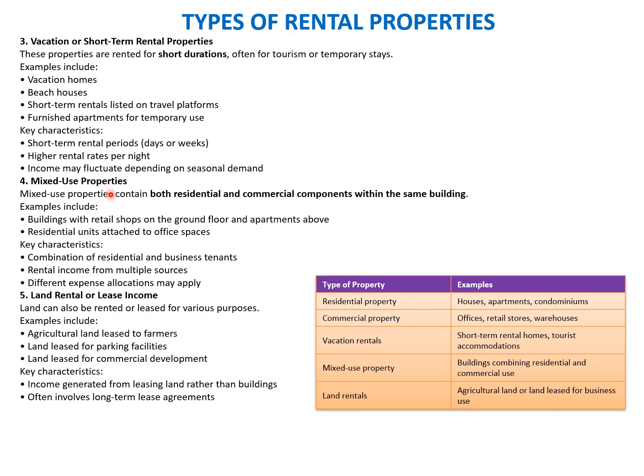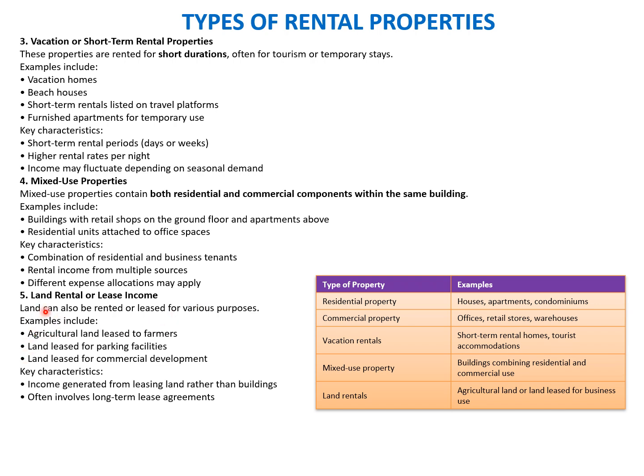And then we have mixed-use property, which has both a residential and a commercial component within the same building, for example a building with retail shops on the ground floor and apartments above. Key characteristics: a combination of residential and business tenants, rental income from multiple sources, and different expenses allowed as per the rules of each type of property.